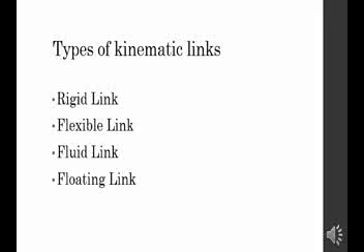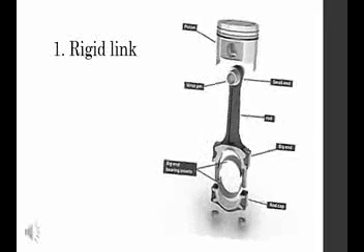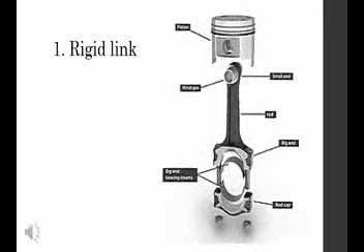Types of kinematic link. There are basically four types of link: rigid link, flexible link, fluid link, and floating link. 1. Rigid link. A rigid link is one that does not undergo any deformation while transmitting motion. Links in general are elastic in nature. They are considered rigid if they do not undergo appreciable deformation while transmitting motion. For example, a crank and connecting rod.